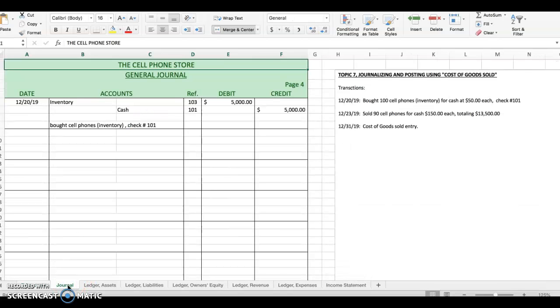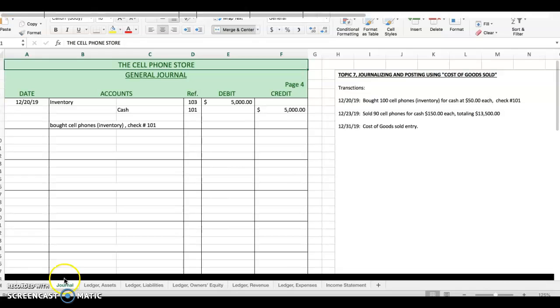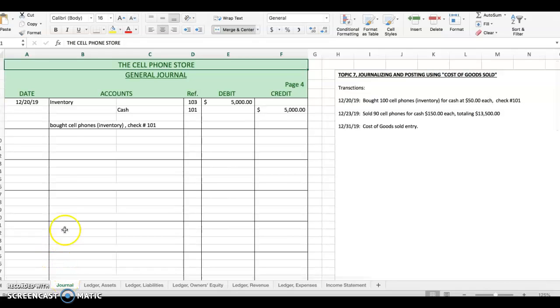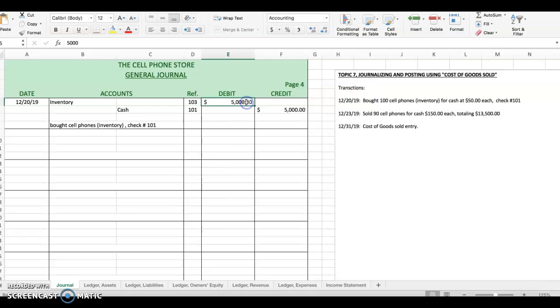Down below there's a tab, and we will show the journal here for the cell phone store. And this first entry has been journalized and posted, and it corresponds directly to the T accounts we just looked at. Inventory is debited by 5,000, just as we looked at in the T account. Cash is credited by 5,000. Both asset accounts, one goes up, one goes down. And we bought these for cash, and check number 101 is our source document. And they have been posted, as you see in the posting reference column.